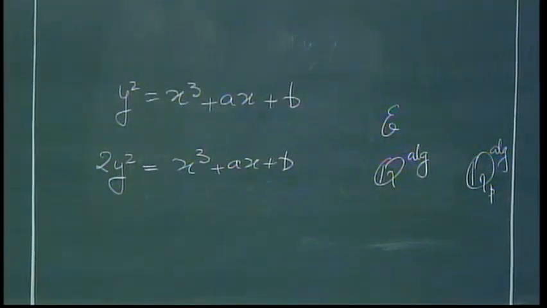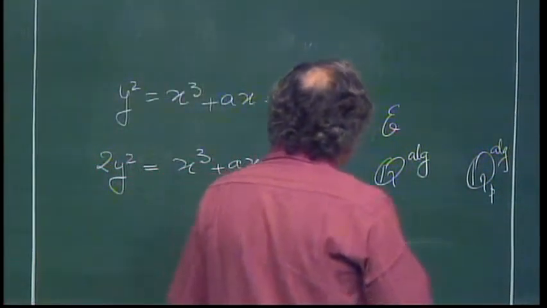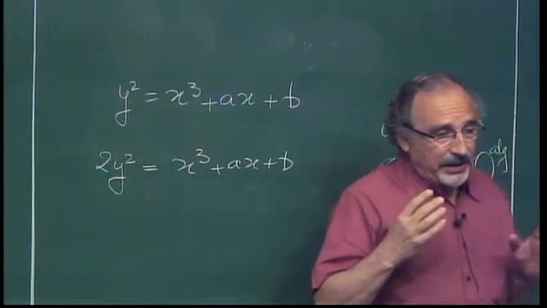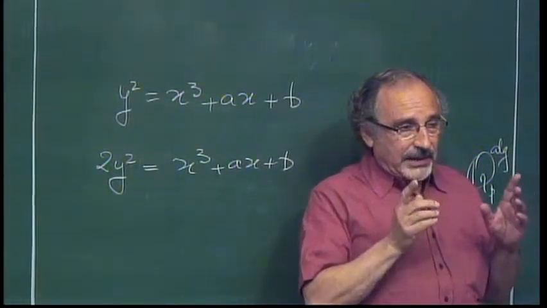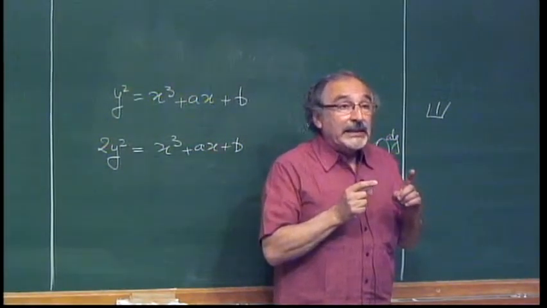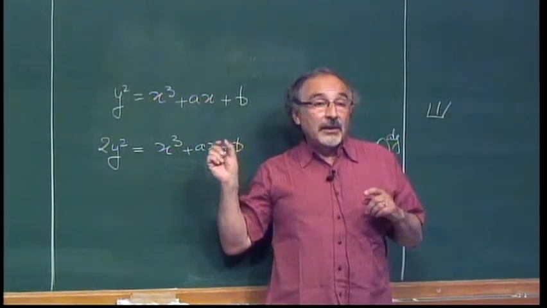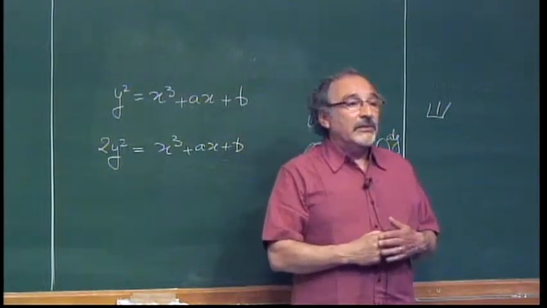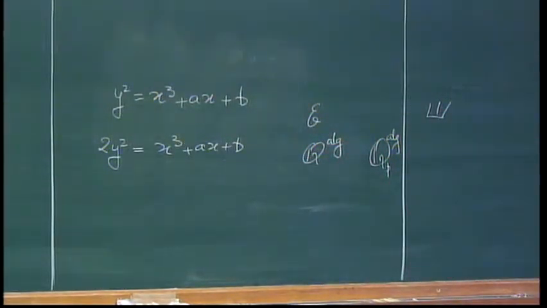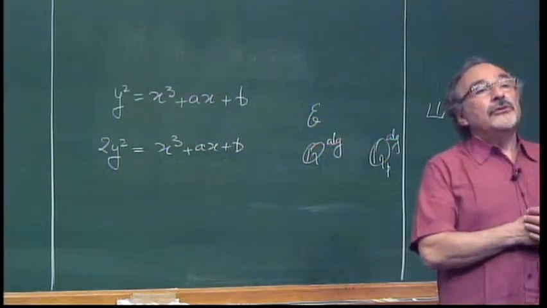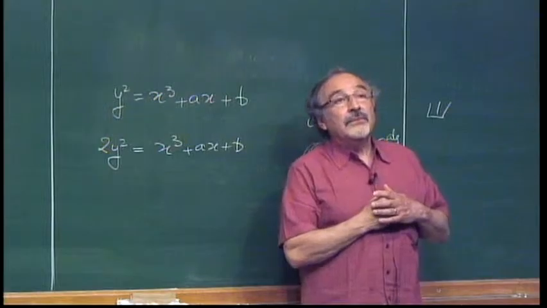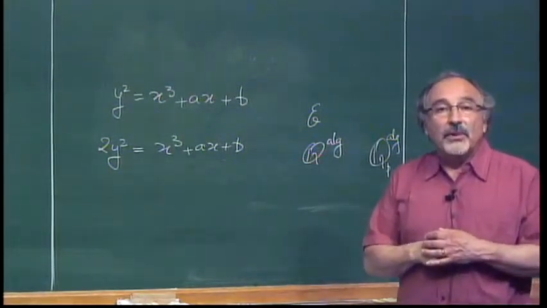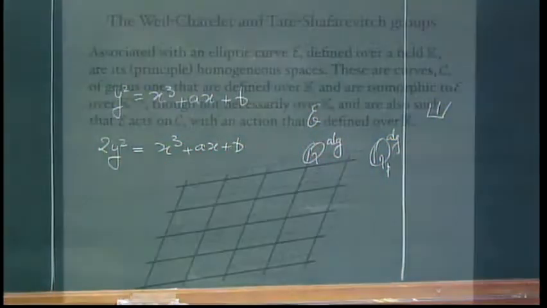Now, we come to Sha, which is that it's possible for there to be a curve such that the curve is equivalent to the given curve over the reals, and it's equivalent to the given curve over Q_p for every p, and yet it's not equivalent to the original curve over Q. Okay, and I think I've got that right. And these things form a subgroup of the Weil-Châtelet group, and that's Sha, the Tate-Shafarevich group.